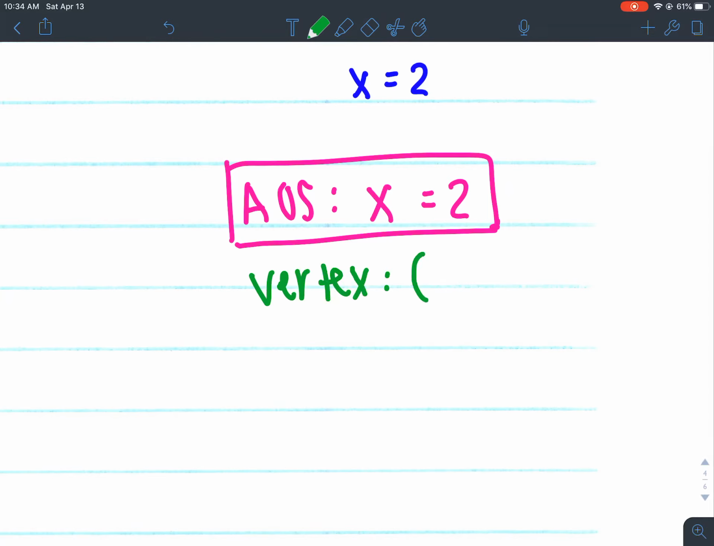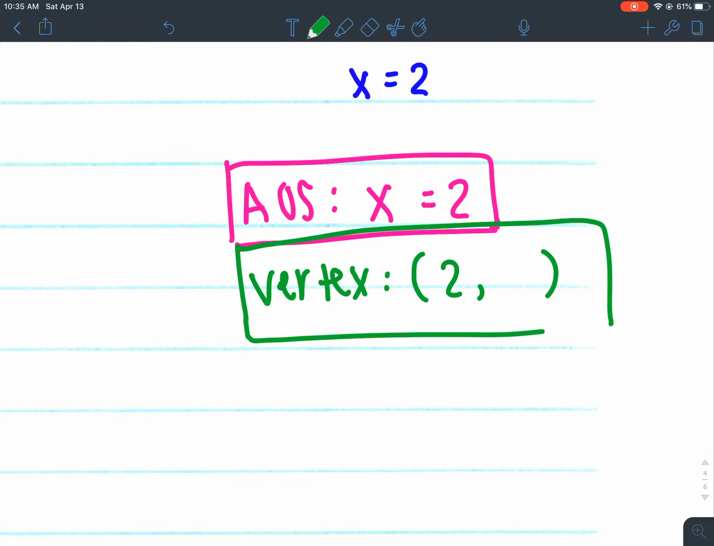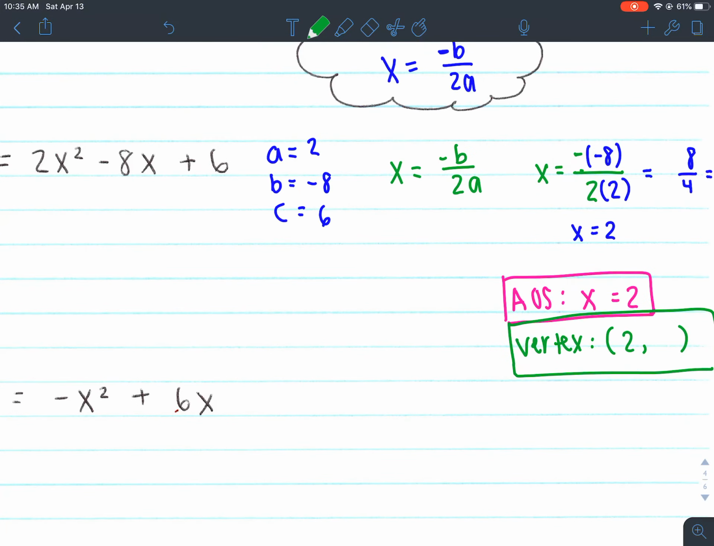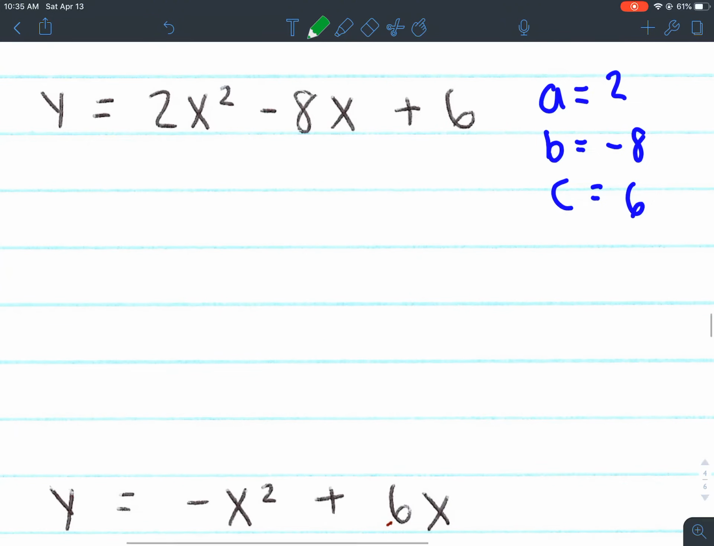Okay? So that means for my vertex here, let me do it in green. My vertex will always have the same x value. So I already know that there's 2, I already know the x value. I don't know the y value, however, and I need to find that. So I'm going to go ahead and box that like I'm ready to answer, but I need to find the y value still.